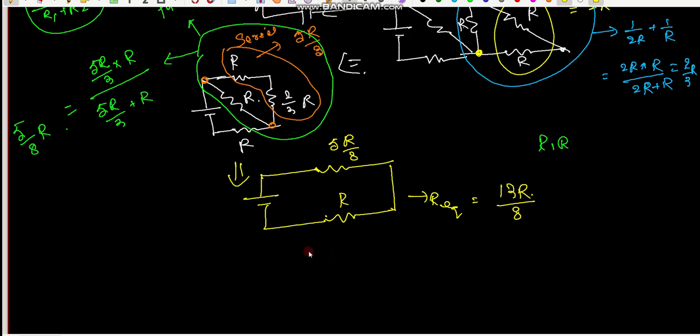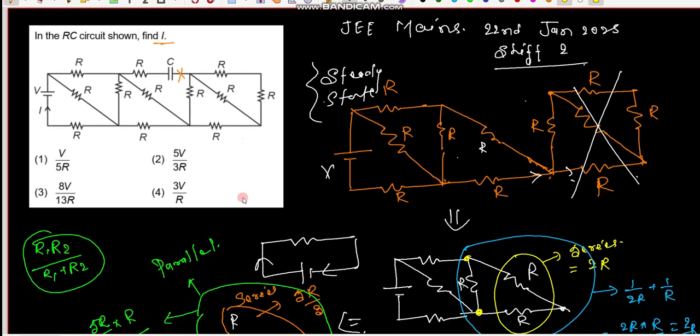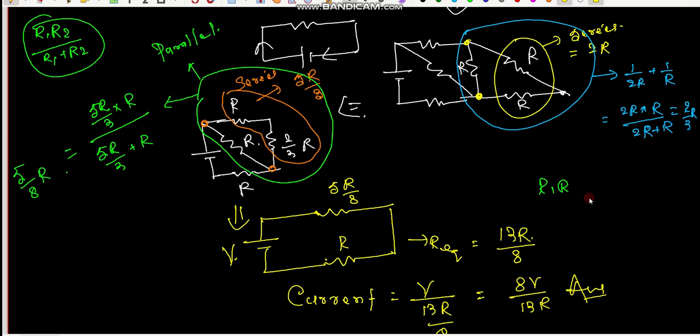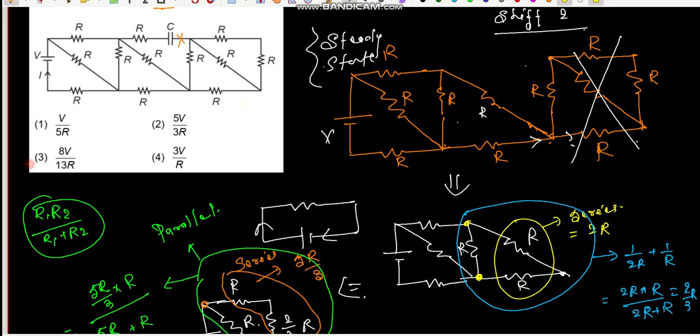Now how much is the current? The voltage given in the figure is V. If the voltage is V, the current will be V divided by 13R by 8. So this is 8V by 13R. Now this is your answer. You can see that the option which is matching is option number 3. We have the third option as our answer, 8V by 13R.